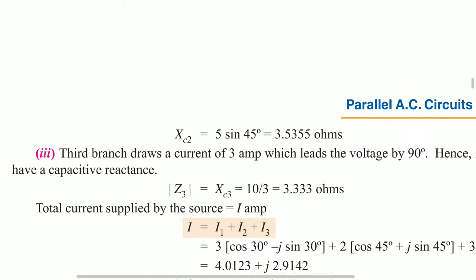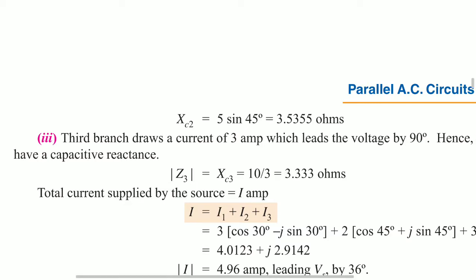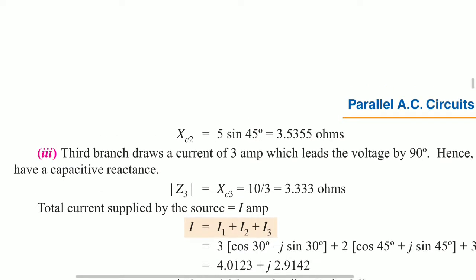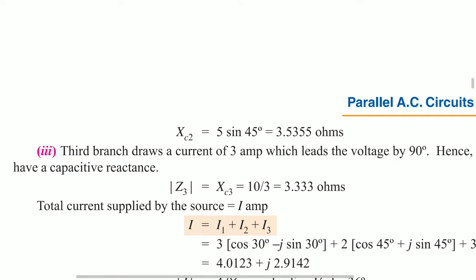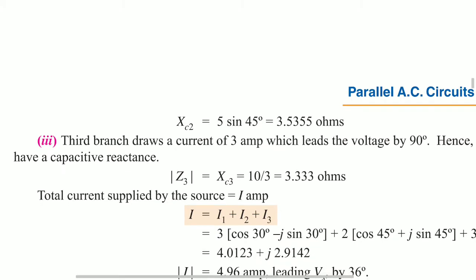Now XC2. Why XC2? Because capacitive reactance exists in the circuit, since the current is leading in branch 2. So XC2 is equal to 5 sin 45 degrees, which is 3.5355 ohms.